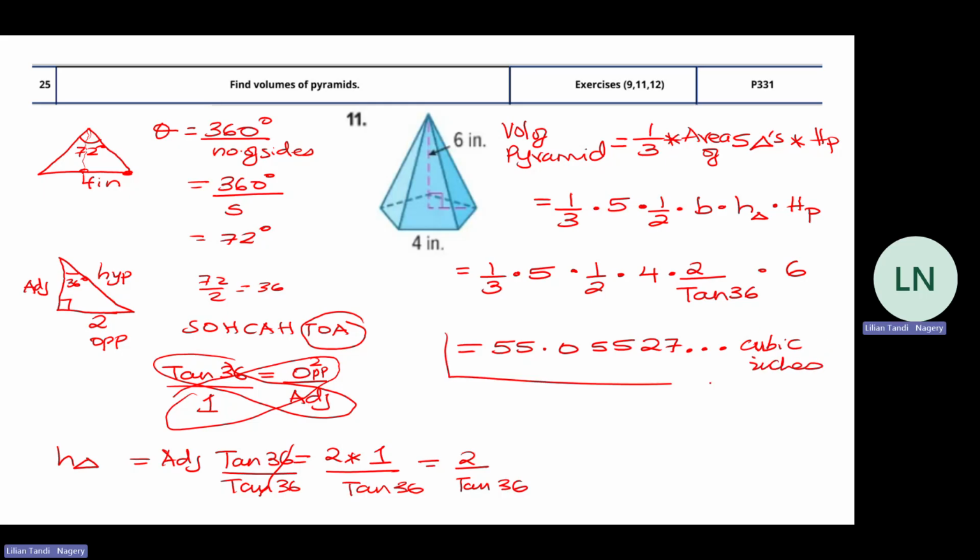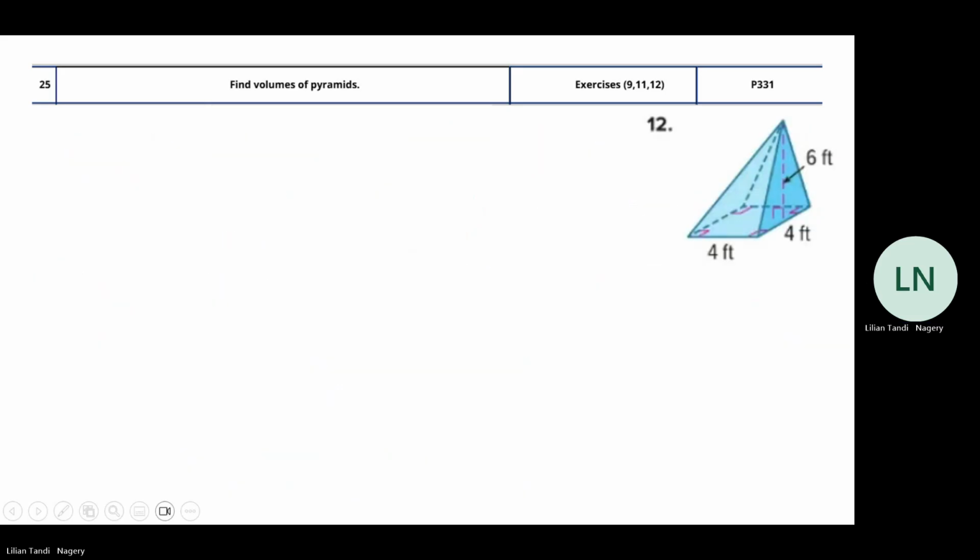And you box your answer. Okay, then now we need to do this one, and it is a pyramid. Now if you notice on the picture, this is not the height of the pyramid. This is the slant height of this triangle. So you need to find the height of the pyramid.